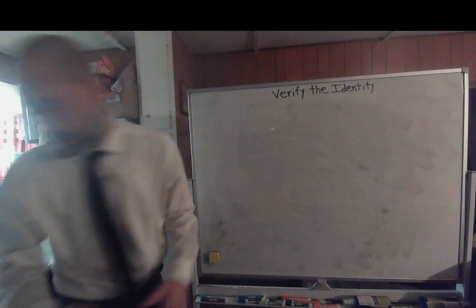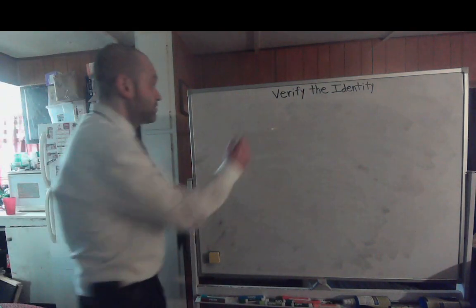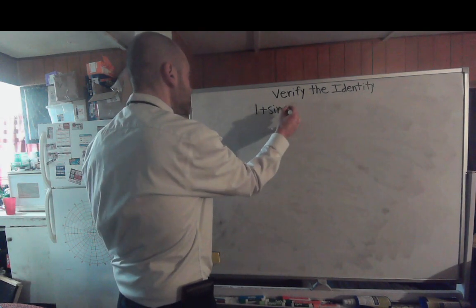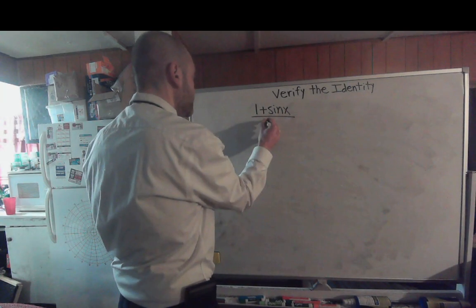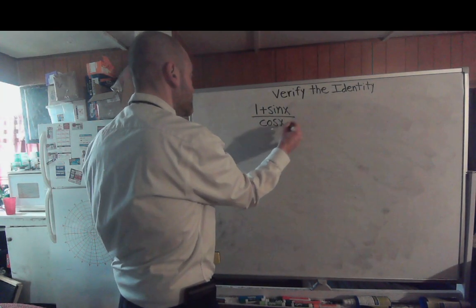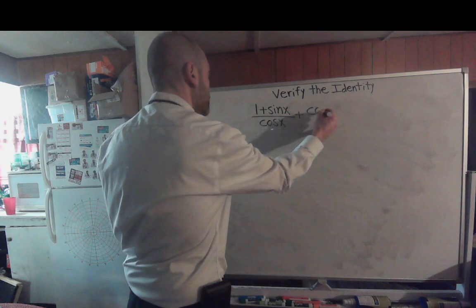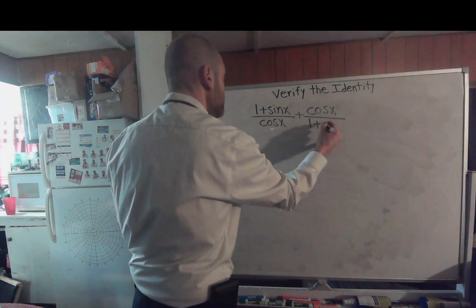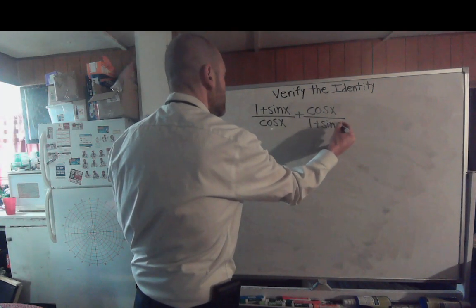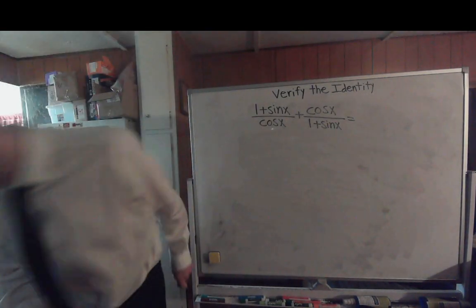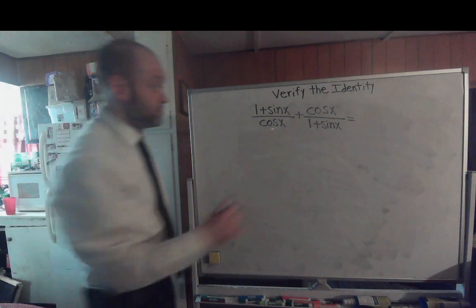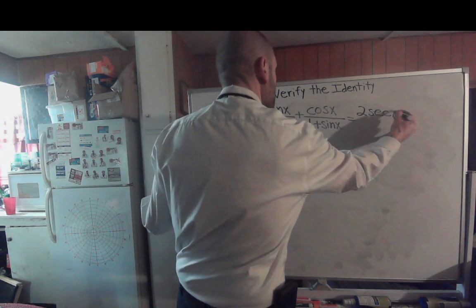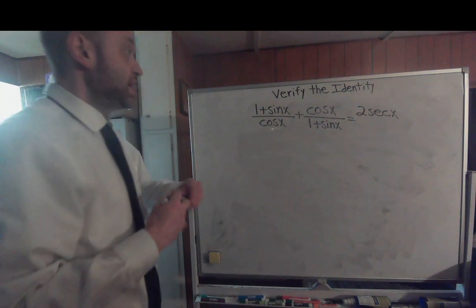Now, we have (1 plus the sine of x) all over the cosine of x, plus the cosine of x all over (1 plus the sine of x), is equal to 2 secant of x. So we have to verify this identity.